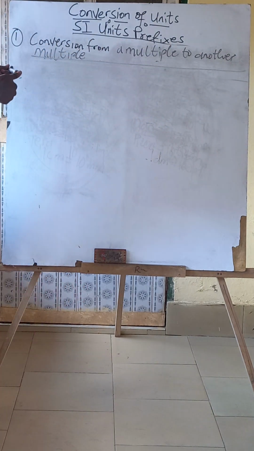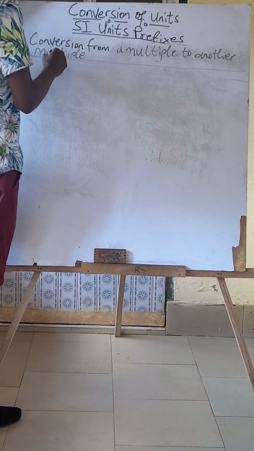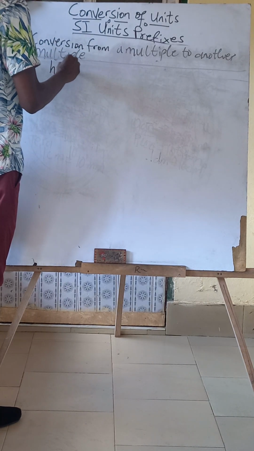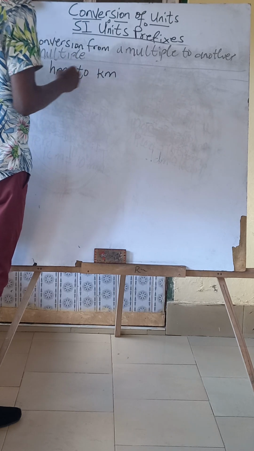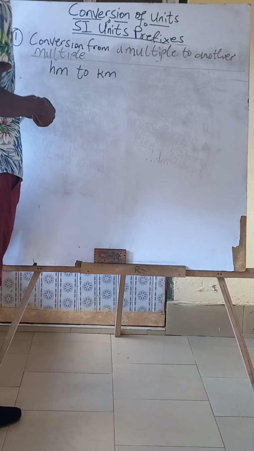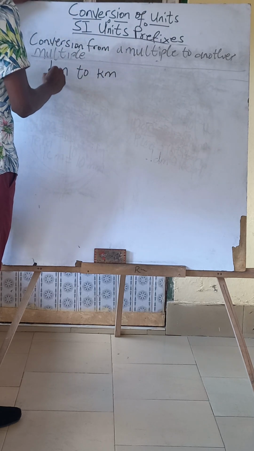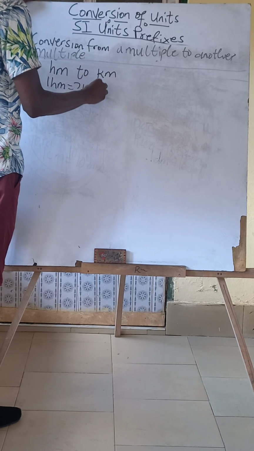Conversion from a multiple to another multiple. So let us consider some examples. Let us consider hectometer. We want to convert from hectometer to kilometers. Both of them are multiples. This is a multiple, this is another multiple. So 1 hectometer is equivalent to how many kilometers?